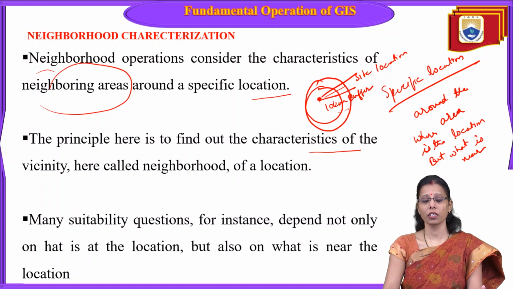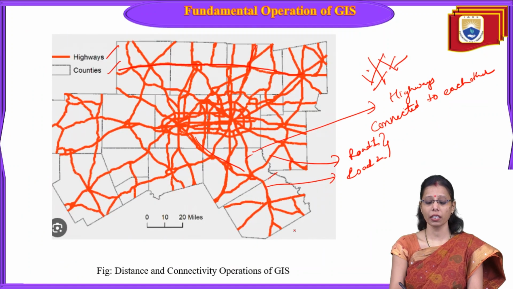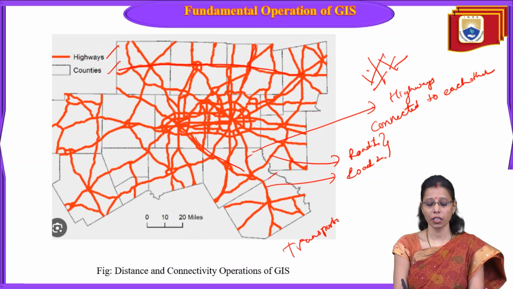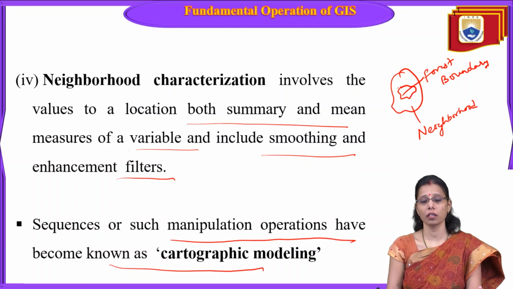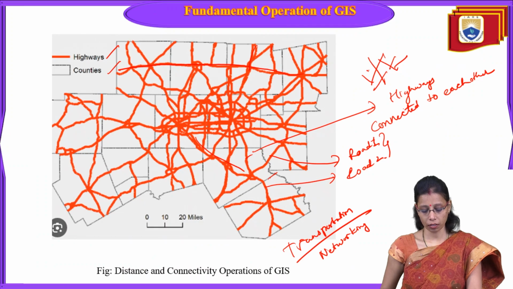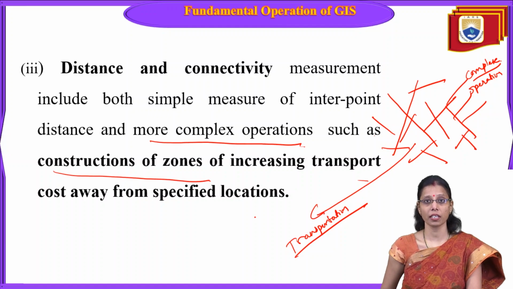And further, you have the characterization of networking. What is networking? Networking is very important when you go with transportation. For transportation, for showing distance and connectivity, we have to look at the transportation network, the connection, distance and connectivity, to find the transport and cost from specified locations. If you want to know that, it can all be done in the GIS operation.